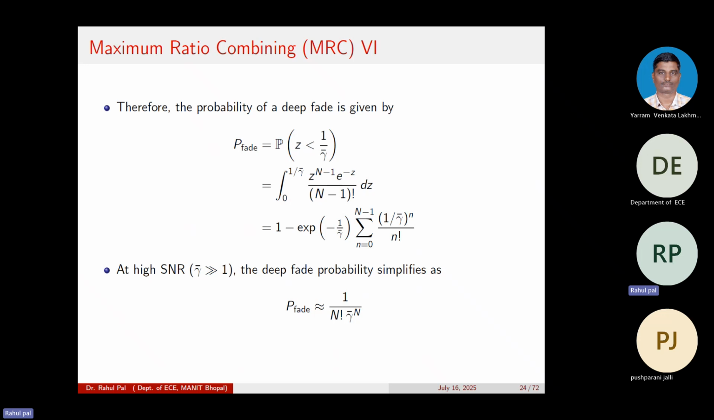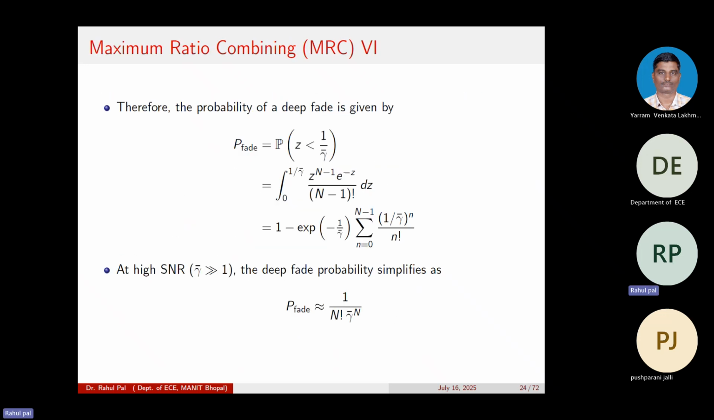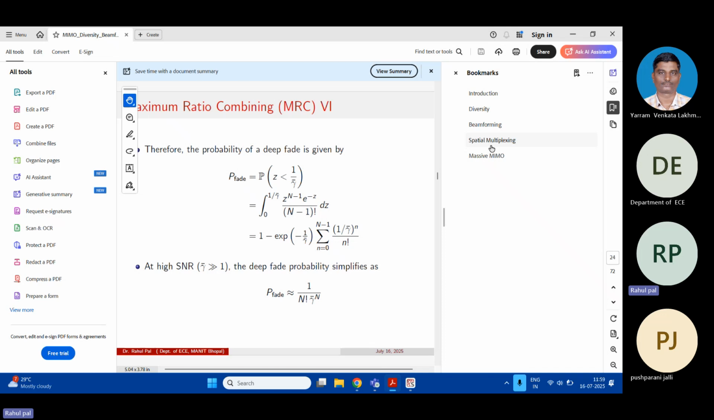For a single channel it was 1 by gamma bar. Now it is 1 by n factorial times 1 by gamma bar raised to the power n. This is how we get the probability value. We can also write the code for this one.